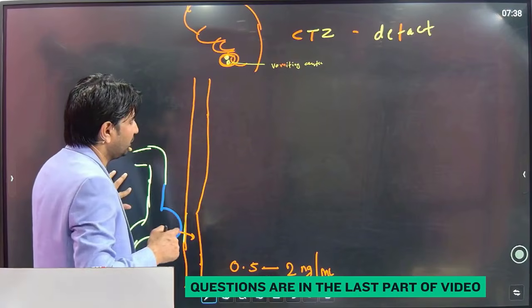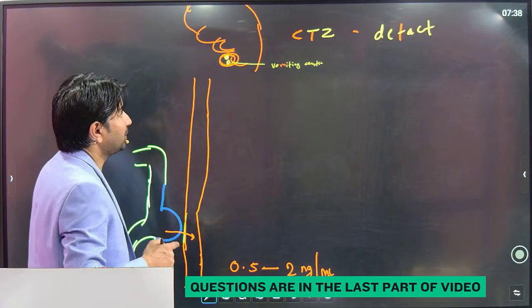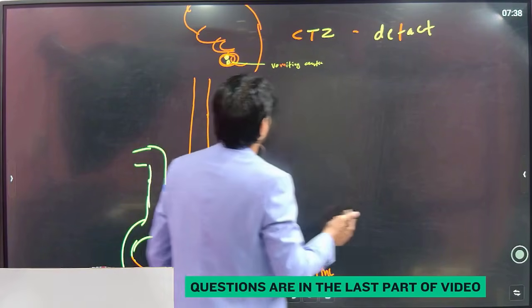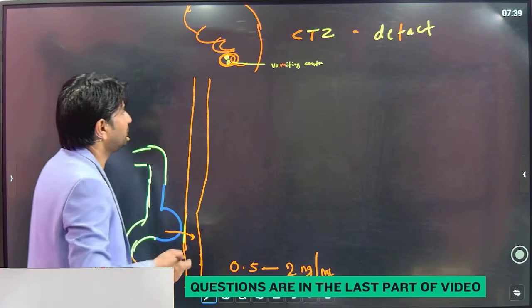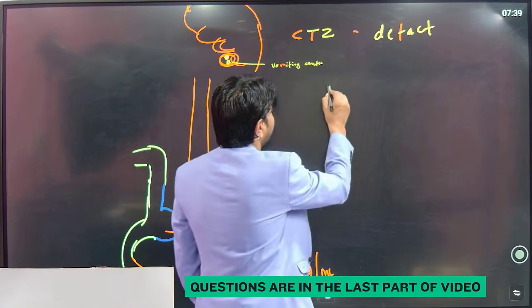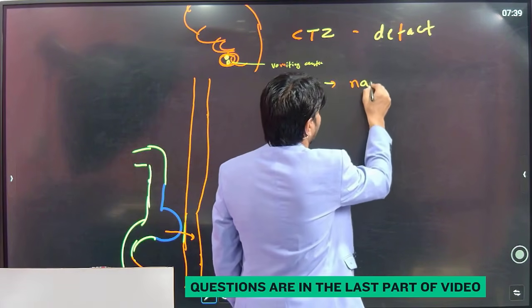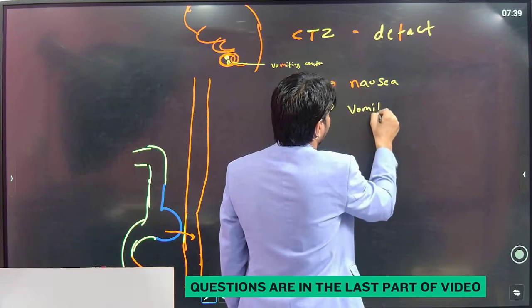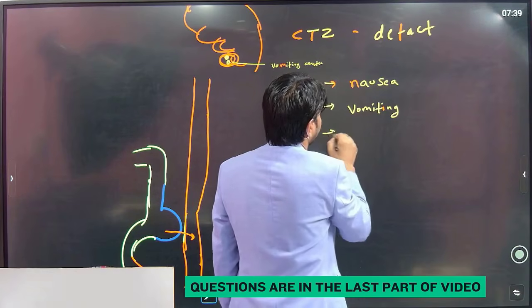So the very first symptom comes from right here. And this question has been asked many times in the NCLEX. What is the early sign when a patient has digoxin toxicity? Its early sign will be, first of all, nausea, vomiting, and anorexia.